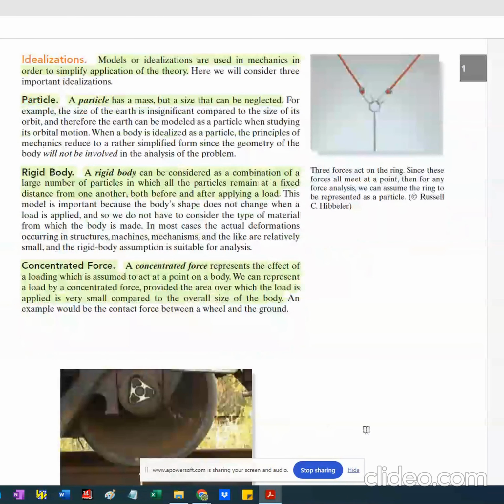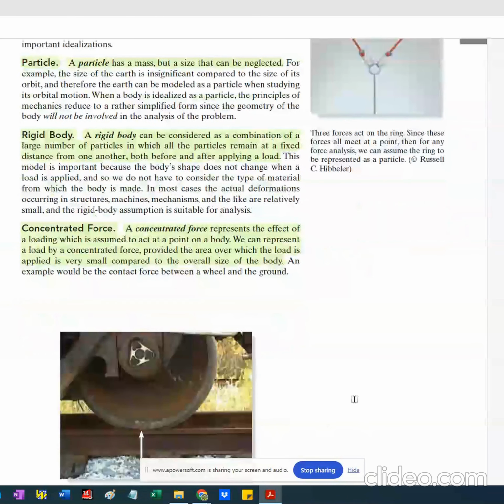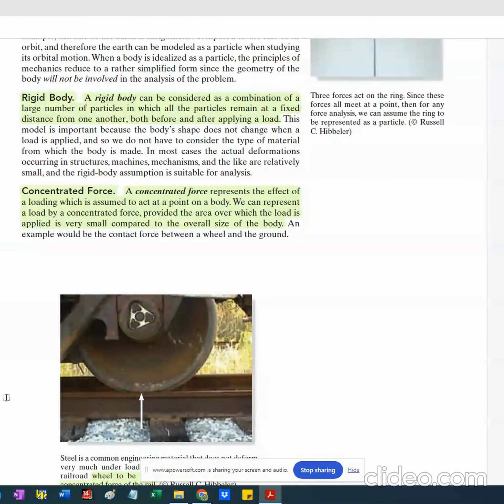Okay, so then forces. Really, all forces in nature are distributed. The concentrated force is an idealization, at least at the macro scale. So here's an example of a wheel on a steel rail.